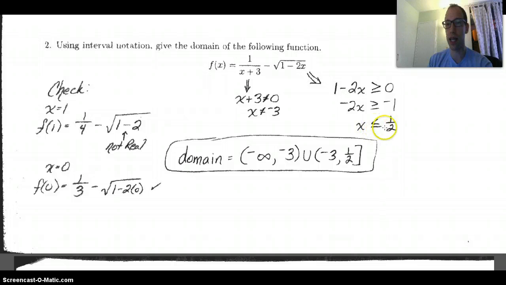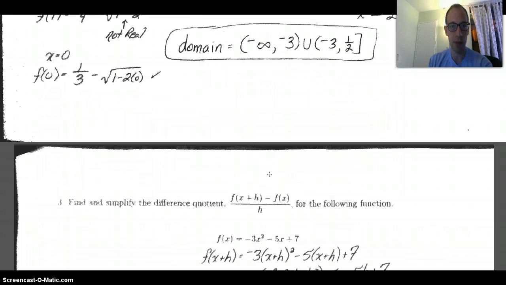because x could be equal to 1/2, and if you want to just convince yourself of that, put 1/2 into this. We'll have 1 minus 2 times 1/2, which is 1 minus 1, which is 0, and square root of 0 is acceptable. We just can't go any lower than that, which is why x cannot be higher than 1/2.